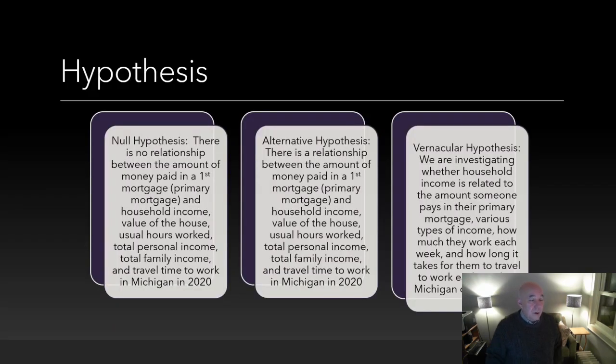So next, we need a more complex set of hypotheses. The null hypothesis is that there isn't a relationship between the amount of money paid in a first mortgage and household income, the value of the house, usual hours worked, total personal income, total family income, and travel time to work in Michigan in 2020.